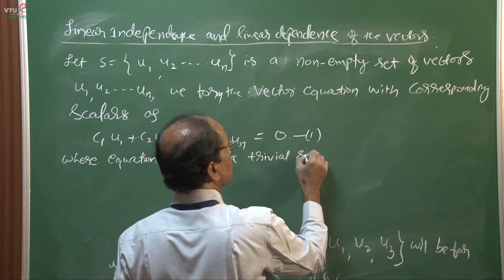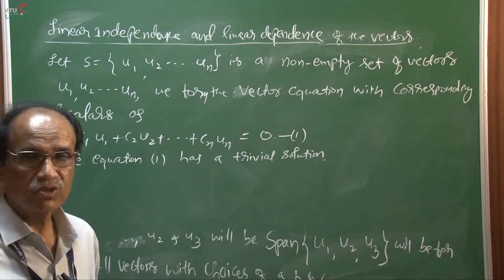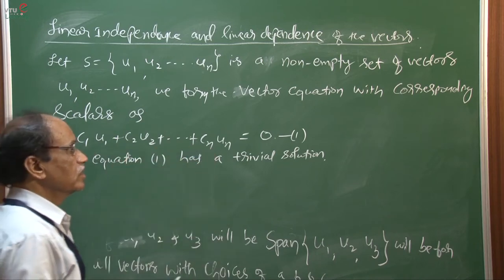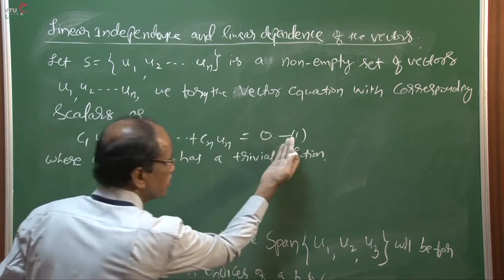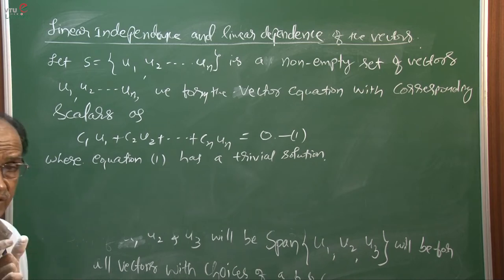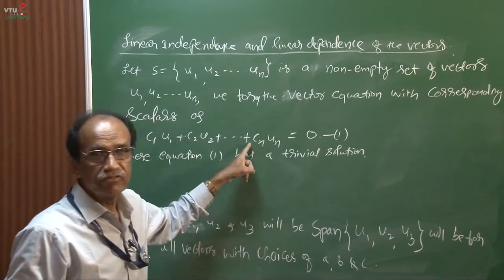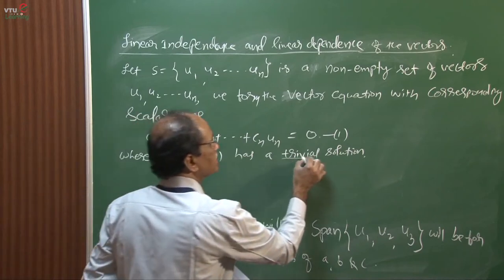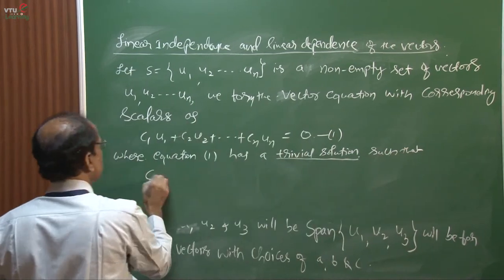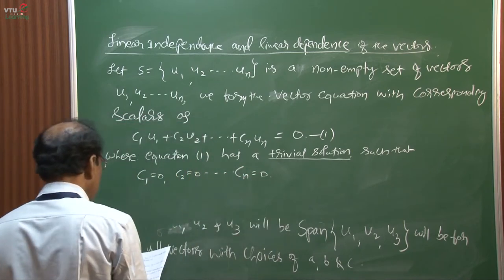What is the trivial solution? We study the trivial solution in matrices, and also in linear combinations of equations. So, the trivial solution is nothing but C1 is 0, C2 is 0, up to CN is 0, because the right side is 0, meaning you are comparing each coefficient to the RHS. The first term consists of which constant, the second term consists of which constant, similarly the nth term consists of which constant? Thereby, we call it a trivial solution, that is C1 equal to 0, C2 equal to 0 and so on up to Cn equal to 0.